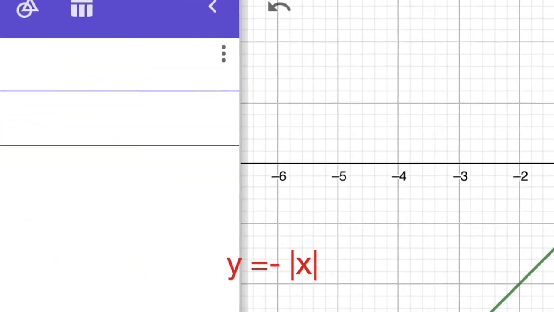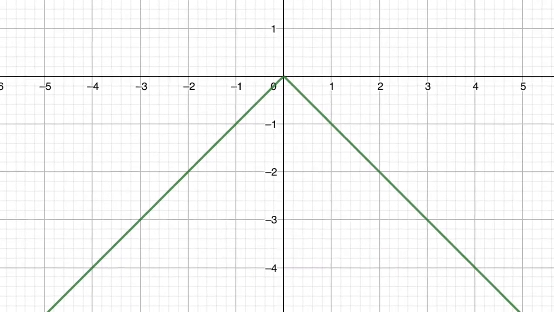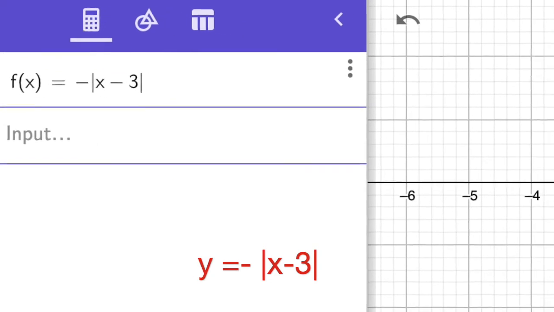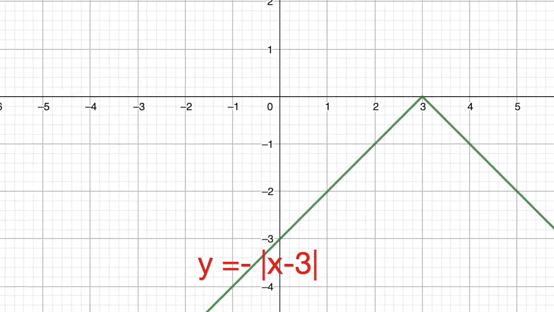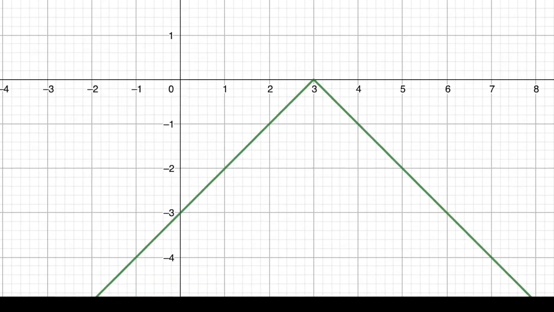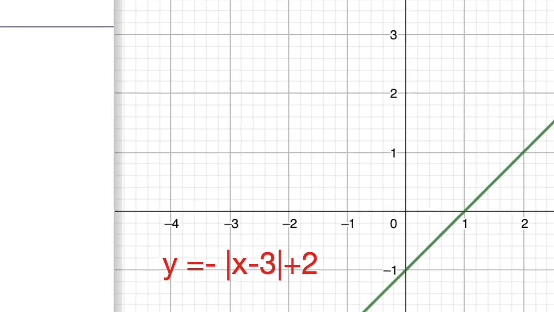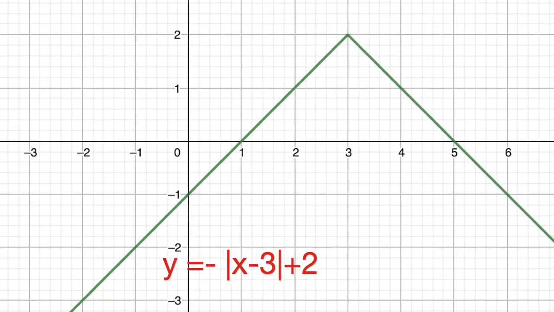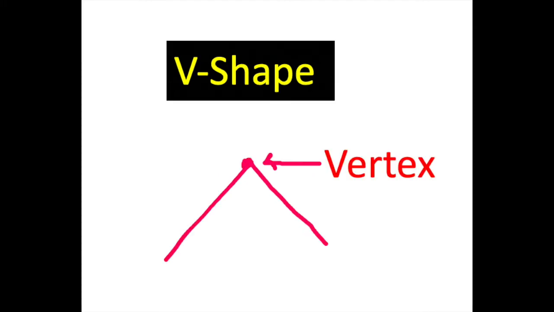This is minus absolute value of x. It's a V shape but flipped over, facing down. And negative absolute value of x minus 3 is another V shape flipped over. This is another absolute value of x with the plus 2 outside the absolute value. It's a V shape facing down, shifted up. So in general, it's a V shape, and you need to know where the vertex is, and whether it's facing up or facing down, and you're done.